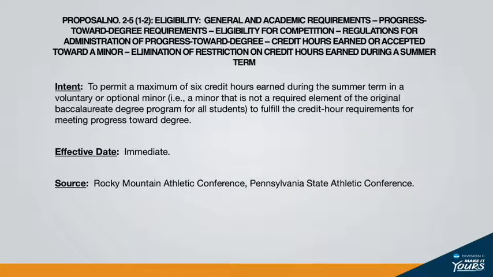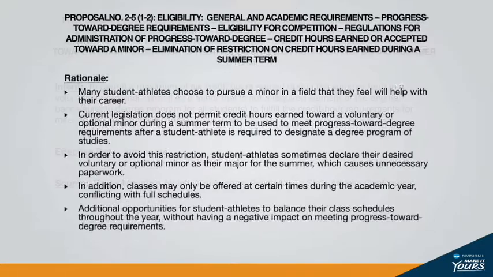Proposal 2-5 will permit an institution to utilize a maximum of 6 credit hours earned during the summer term in a voluntary or optional minor to satisfy the credit hour requirements for meeting progress toward degree. Current legislation does not permit credit hours earned toward a voluntary or optional minor during a summer term to be used to meet progress toward degree requirements after a student athlete is required to designate a degree.